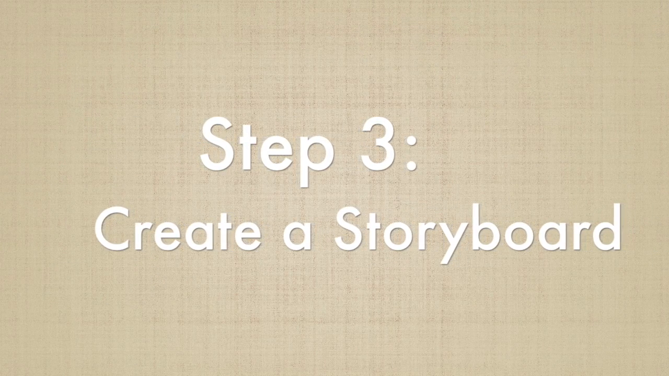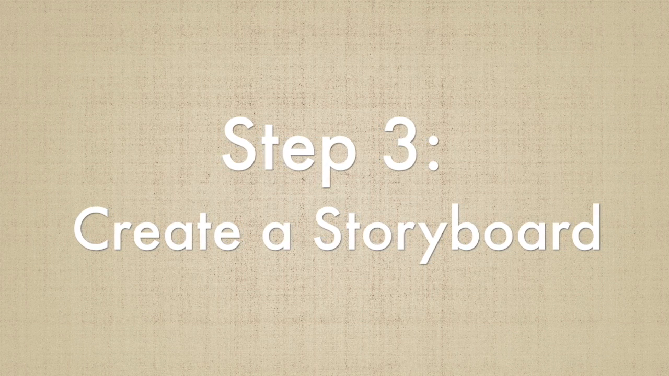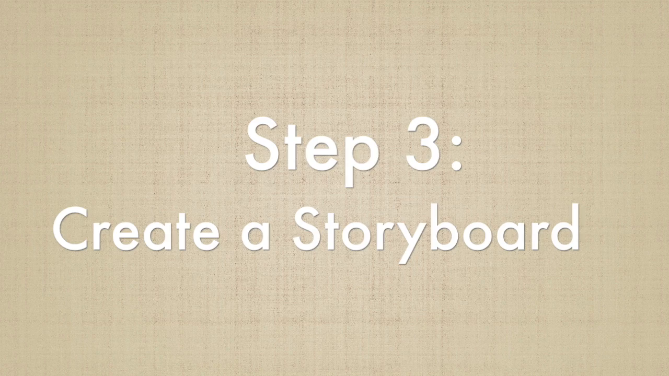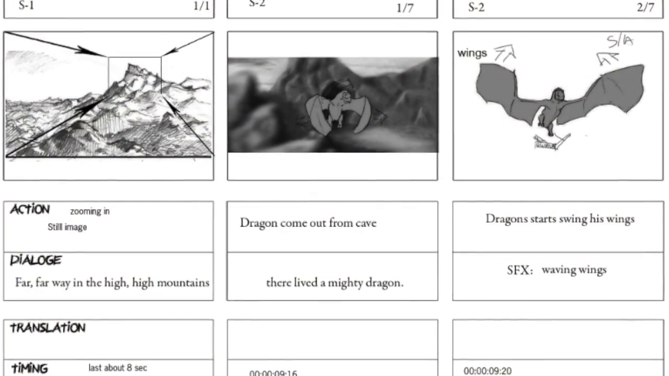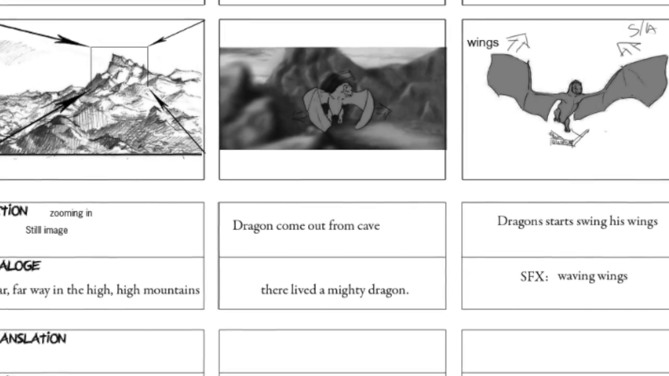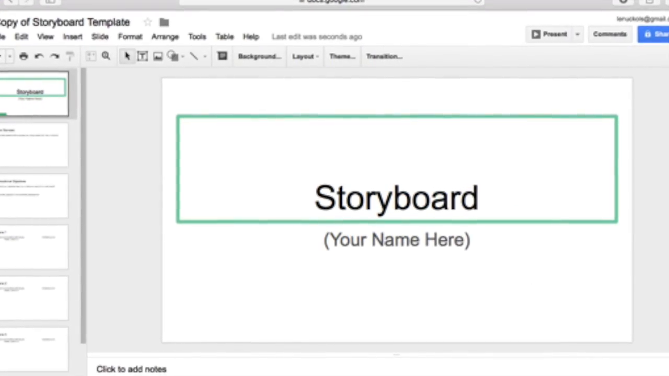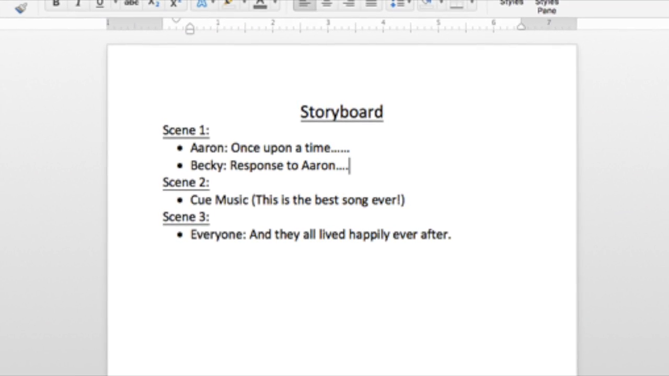Now that we have our topic, audience, and purpose established, we can create a storyboard. The storyboard will help us plan out our iMovie before we create it. Think of it like an outline for an essay. You can create your storyboard by literally drawing it, like this image, or you could use something like PowerPoint, like here, or you could use another way, like a word processing application like this one.